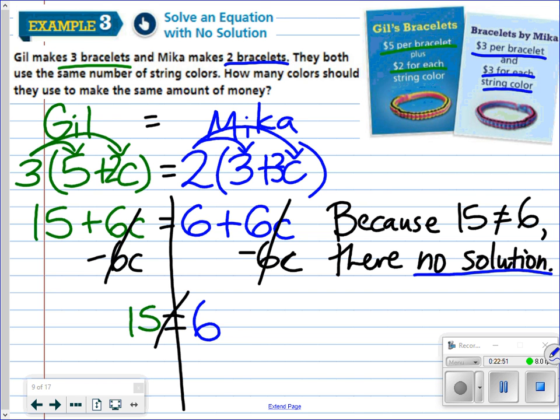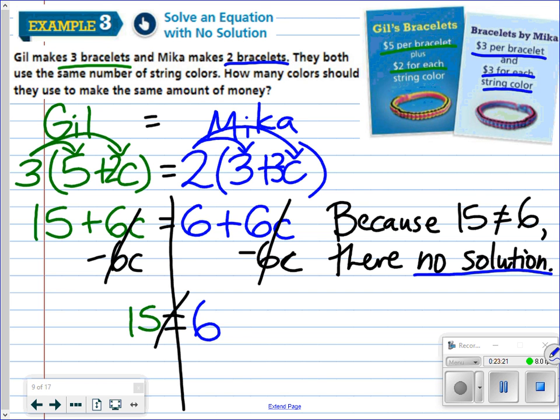I didn't even have to subtract the 6C to see that they're not going to be the same, because I have the same coefficient and variable. They're going to cancel each other out. I'm going to be left with those 2 constants that are not equal to one another, right? I could subtract the 6 from both sides, and then I'd be left with 11 equals 0, which is still not true, right? No matter what I do, I won't find a solution to this.